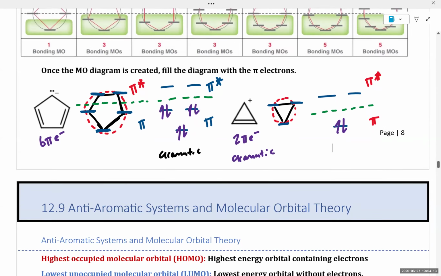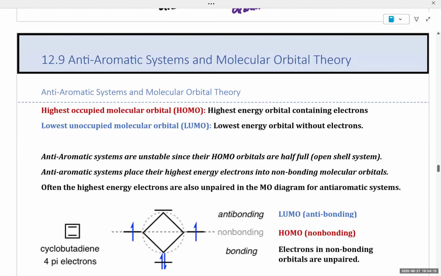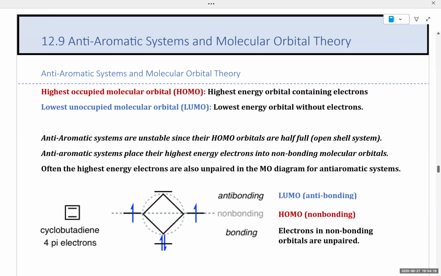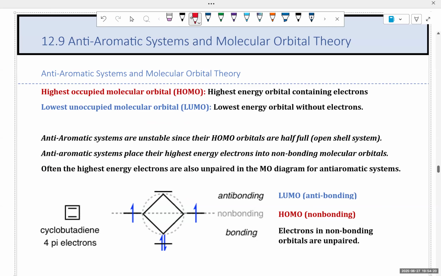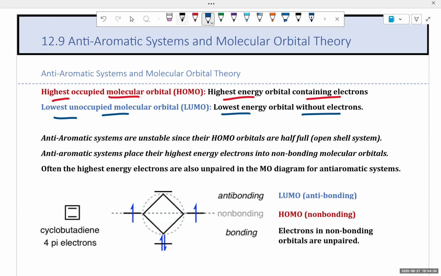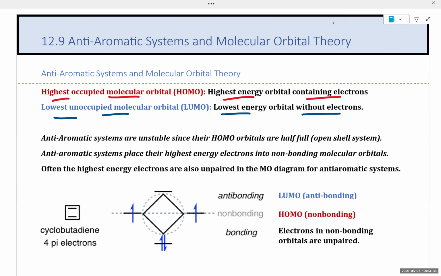Wonderful. So let's talk now about antiaromatic systems and molecular orbital theory. The highest occupied molecular orbital is the highest energy orbital containing electrons. The lowest unoccupied molecular orbital is the lowest energy orbital without electrons. Antiaromatic systems are unstable since their highest occupied molecular orbitals are half full. It's known as an open shell system.